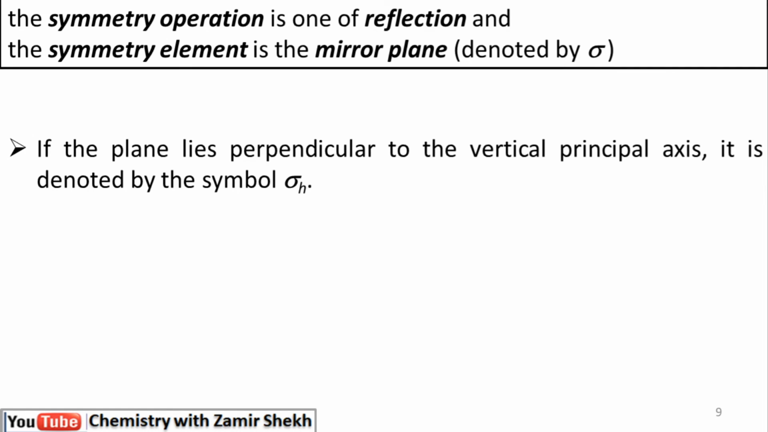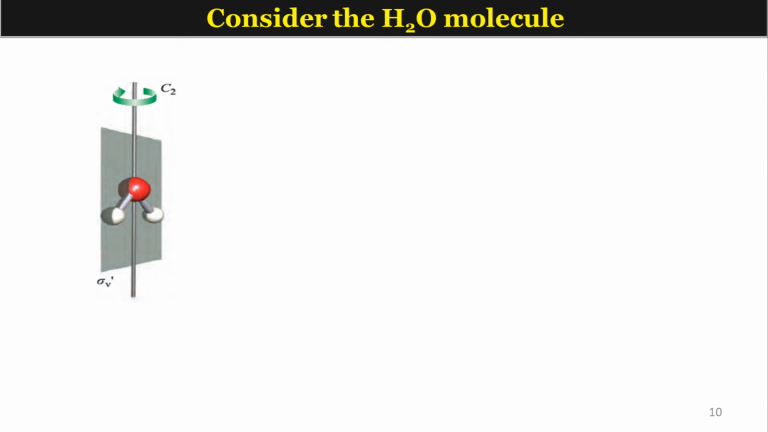Second, it's called sigma V, the vertical plane. Look at the water molecule and pass the plane through the center of oxygen. You will get two equal halves. That's called the vertical plane. So here the example is sigma V. We are passing this one. There are two different ways we can cut the water molecule, either this one or this one. So this is sigma V dash and sigma V. Now there are two types of vertical planes in the water molecule.